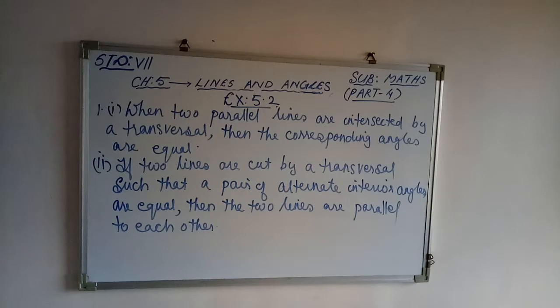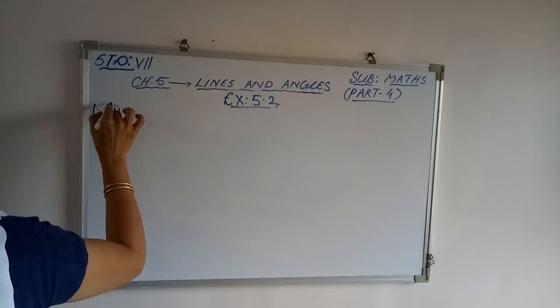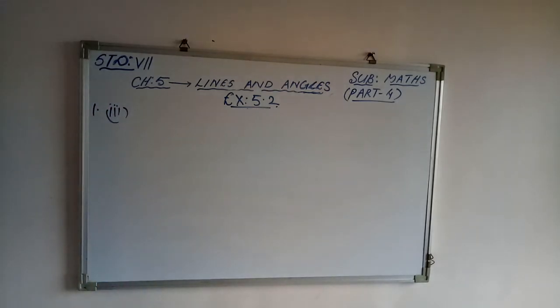Now the third one: if angle 4 plus angle 5 is equal to 180 degrees, then A parallel to B. It is given that angle 4 plus angle 5 is equal to 180 degrees. See the textbook, which type of angles are 4 and 5? They are the interior angles on the same side of the transversal. We studied that if the sum of the interior angles on the same side of the transversal is 180 degrees, then the two lines are parallel to each other. So what reason will you write?